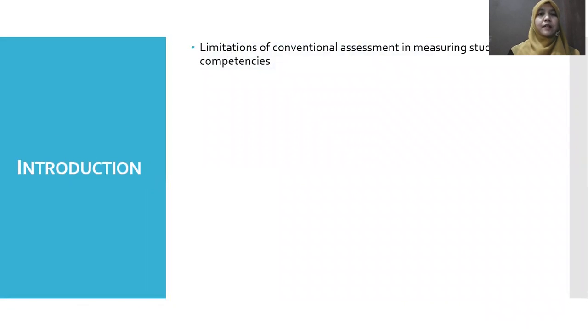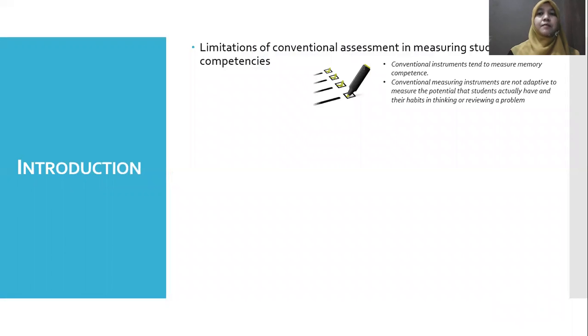Introduction. Limitation of conventional assessment in measuring student competencies. Conventional instruments tend to measure memory competence. Conventional measuring instruments are not adaptive to measure the potential that students actually have and their habit in thinking or receiving a problem. They cannot measure the great potential that students actually have.